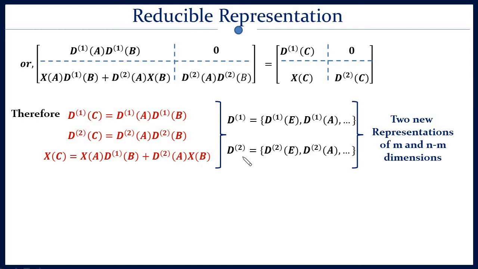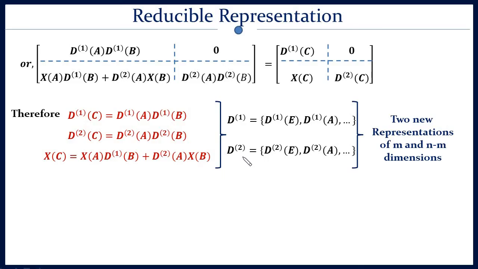So what we can conclude from here is that we started with the representation T in an n-dimensional space and we reduced it to two different representations in dimension m and dimension n minus m. That means in lower dimensions. And this is not restricted to only two representations. We can reduce it further if possible, right?